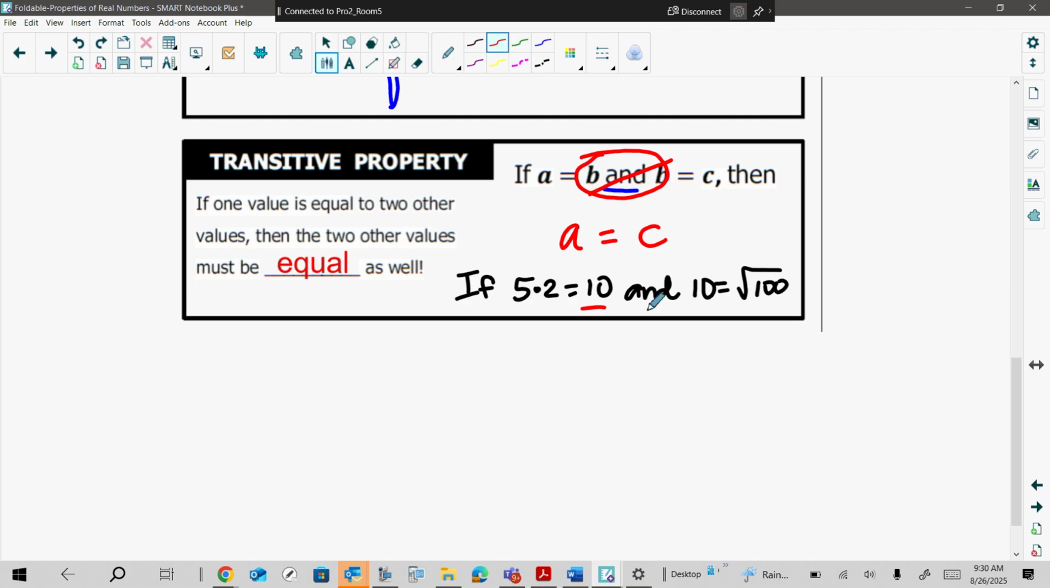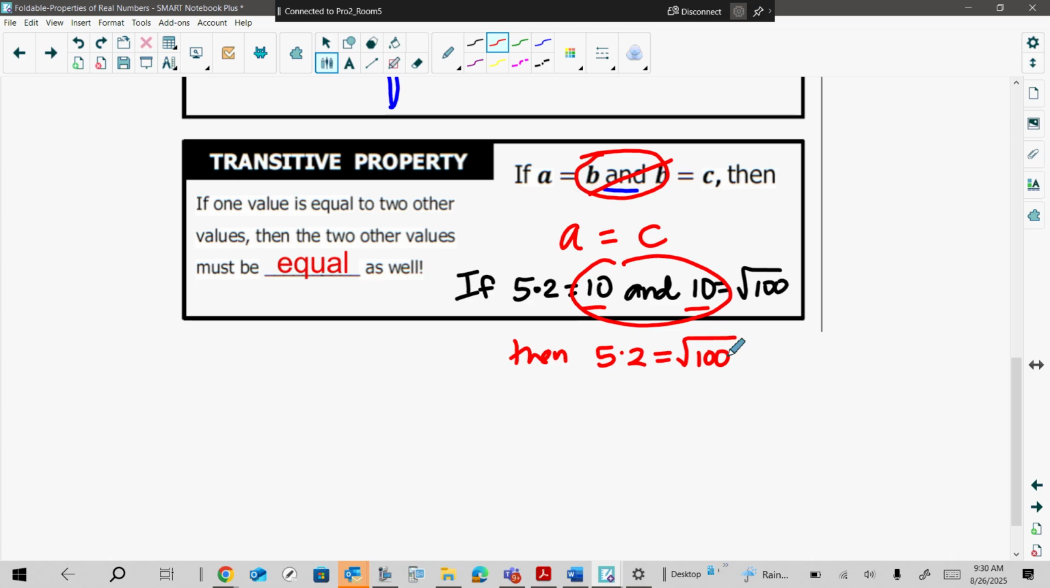So they have 10 in common. I'm going to take that common part out. Then I can say 5 times 2 equals the square root of 100. Oh, because they both will equal this. Yes, they both equal the same value. All right, that's the left side.